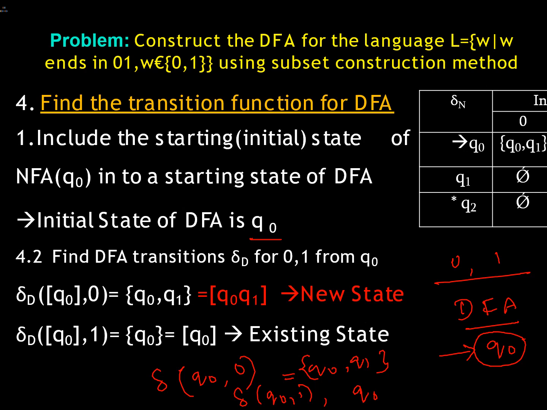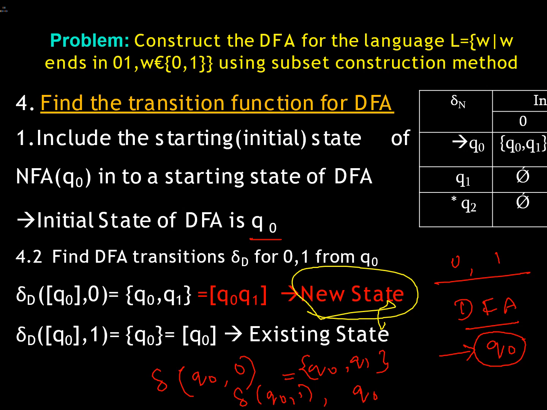While applying the transitions, we see the transition on input 0 and 1. On 0 it goes to Q0 and Q1, which is not there in the DFA, so it is marked as a new state. On 1 it goes to Q0, which already exists in the DFA, so I need not worry about that. The next state to consider is Q0, Q1. I hope you can understand: you need to consider the new states in your DFA.